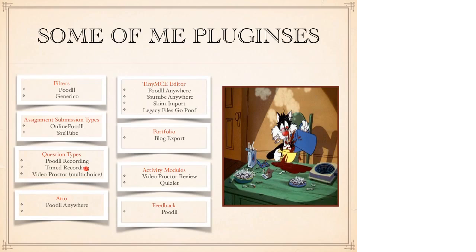Okay, so these are some of the ones that I've written. It's not all of them. These are most of them. I think most of these are actually on Moodle.org. One or two of them are not for various reasons, but usually just because I wasn't sure Moodle.org was the best fit for them. But I've written plugins for the Moodle filter type and the assignment submission type, question types, the new Atto editor, which is the replacement for the TinyMCE HTML editor in Moodle 2.7. I've written a number of plugins for the TinyMCE editor, which I'll have to move over to Atto now. I've written a portfolio plugin, some activity modules, and a feedback plugin.